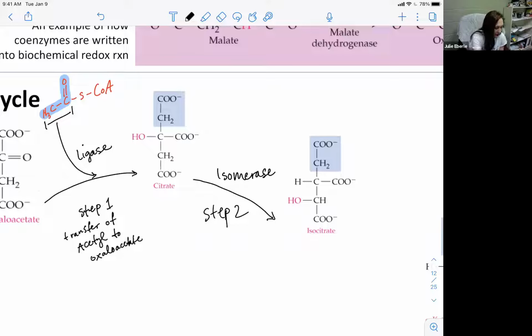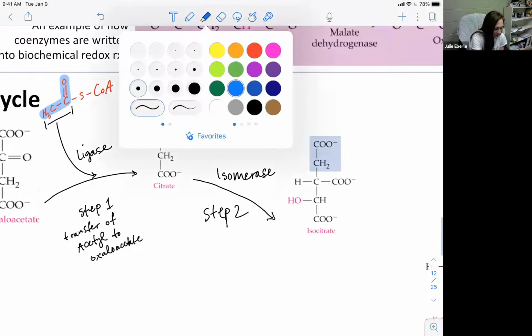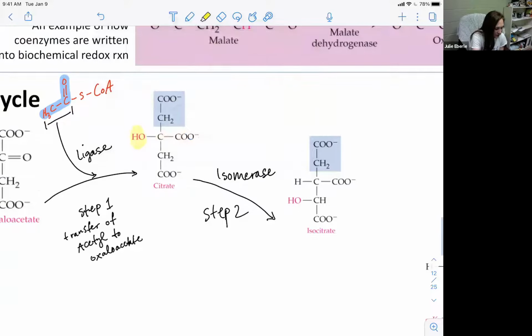So all that's really happening, I'll just highlight, this OH group is just kind of jumping down to the next carbon. Okay, so it's one carbon down in isocitrate, and then the hydrogen from that next carbon jumps up to the other carbon. One hydrogen and one OH group just kind of switch places.